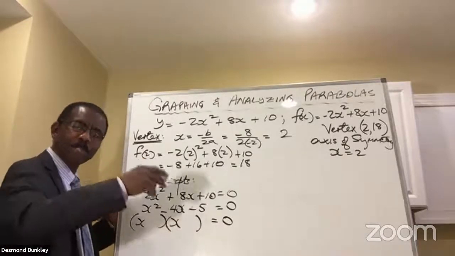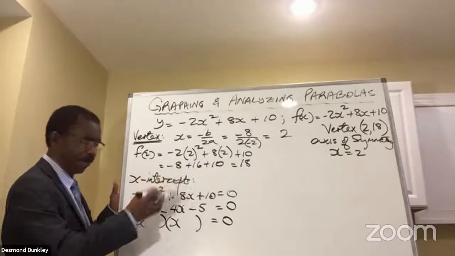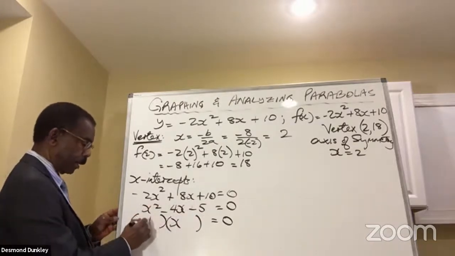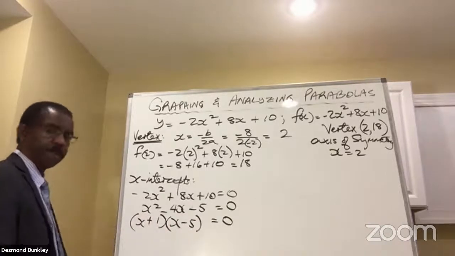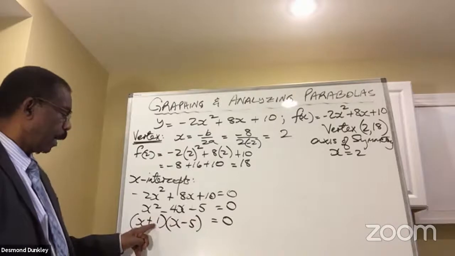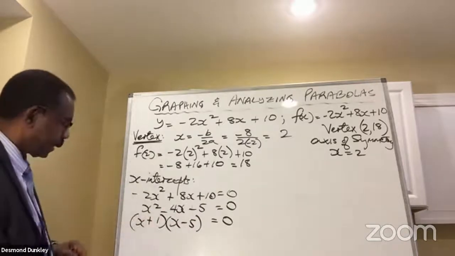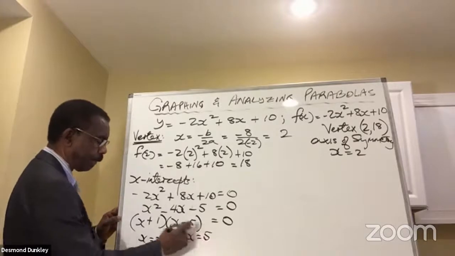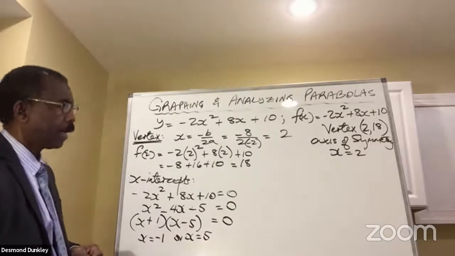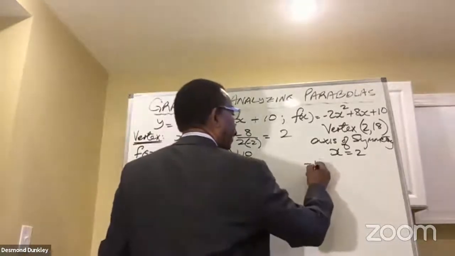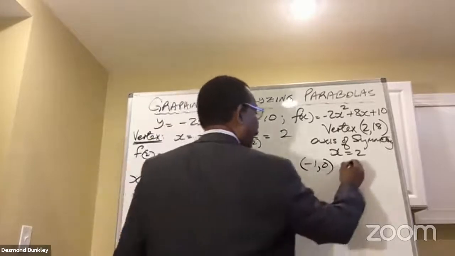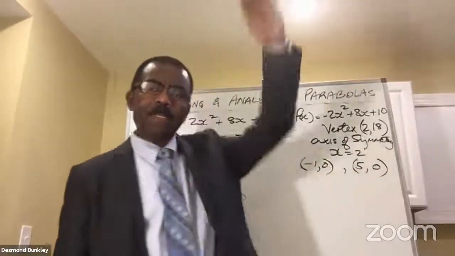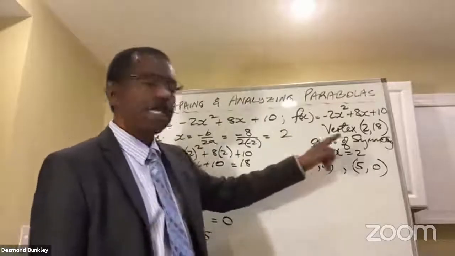So all those skills we did in previous learning sessions are coming into play. And what do we have here? Two numbers multiplied to give us negative 5 and add to give us negative 4. So it has to be plus 1 and negative 5. Let's check. 1 times negative 5, negative 5. 1 plus negative 5 is negative 4. So what are the intercepts? The intercepts are x equal to negative 1 or x equal to 5. 5 from here, negative 1 from here. So what are the points we have here? We have negative 1, 0, and also 5, 0. So what we have here, the vertex is 2, 18 above the x-axis, negative 1, 0, and 5, 0.